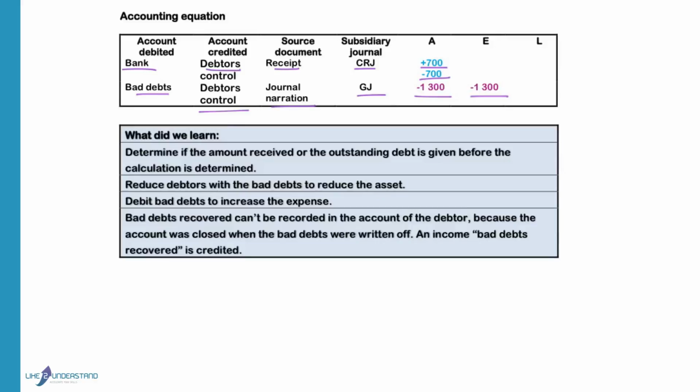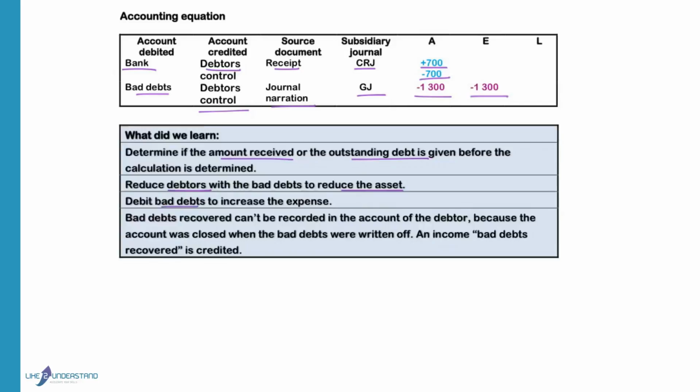When we write off bad debts, we have to determine whether the amount received or the outstanding debt is provided to ensure that you use the correct calculation. Reduce the debtors with the bad debts and with the amount received to decrease the asset. Debit bad debts to increase the expense.